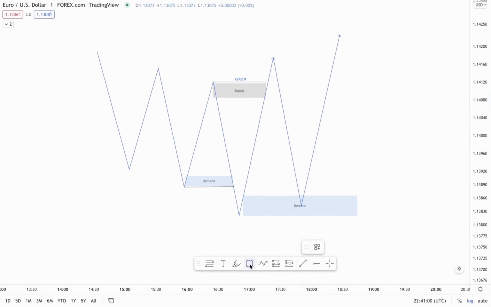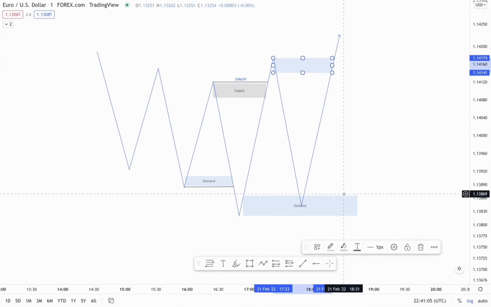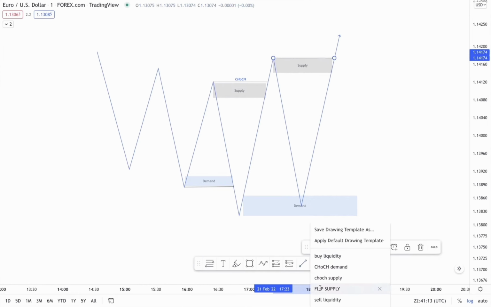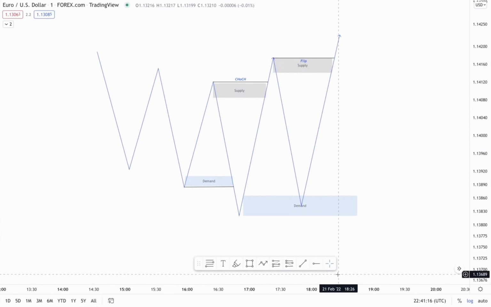So this supply here, you'd have a supply zone up here. Once this supply zone is taken, let me mark it, we have the flip here. Let me mark that as well as a flip. Oh, I picked the wrong flip, but it's okay.